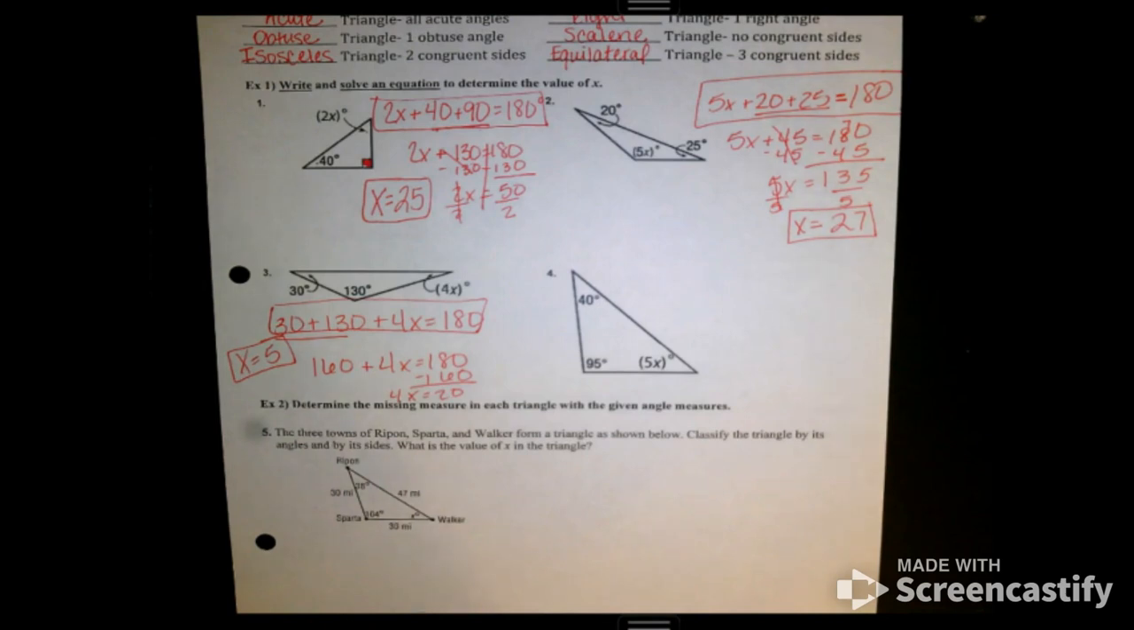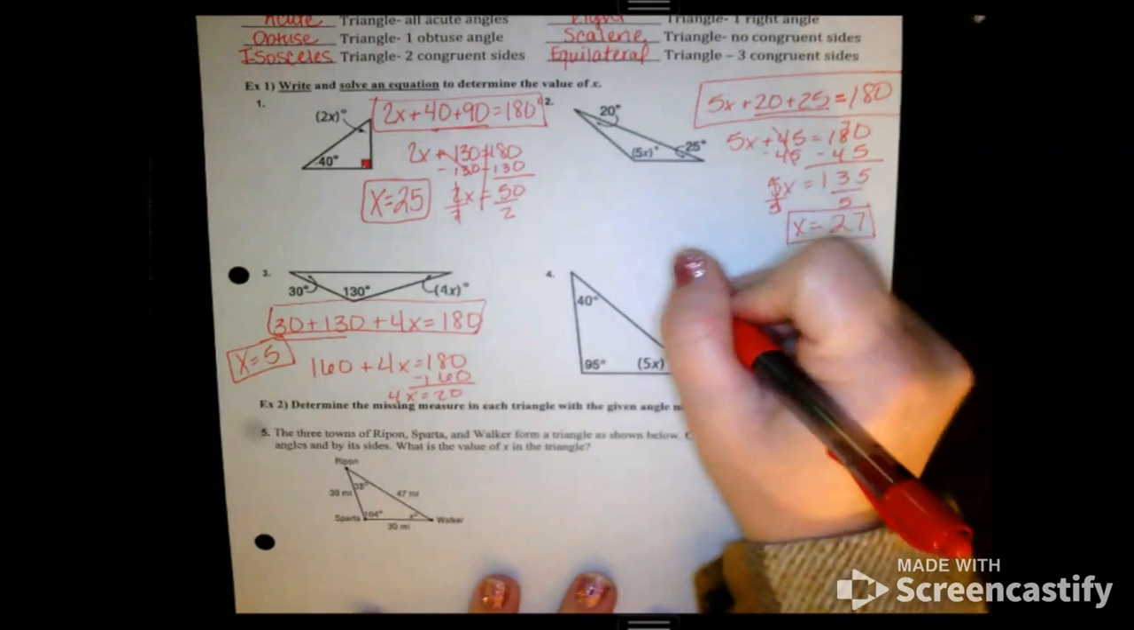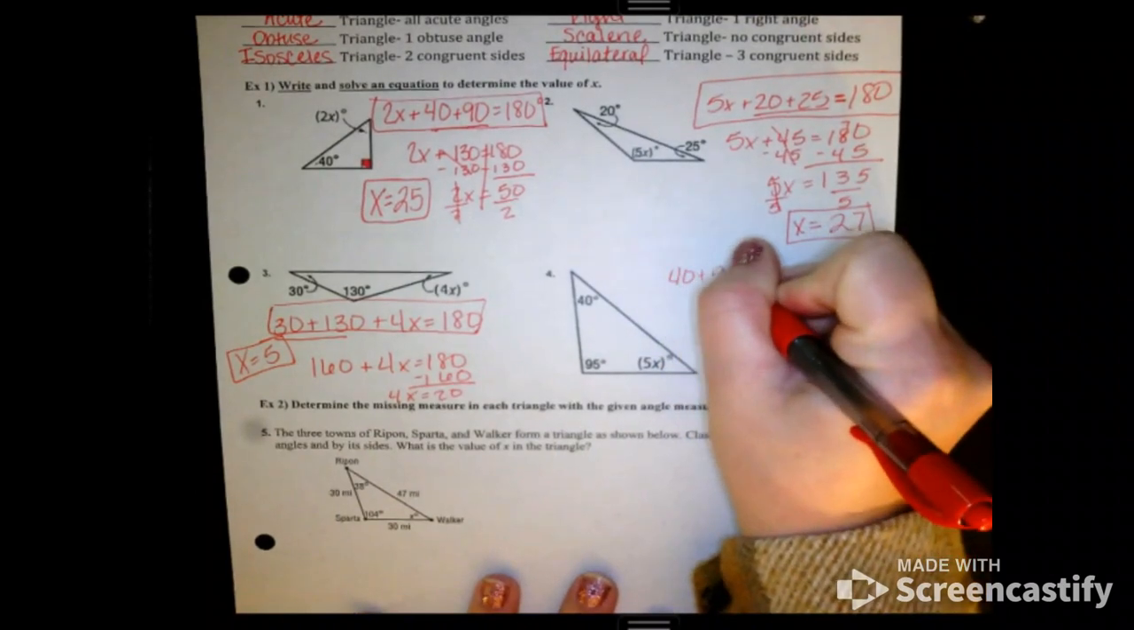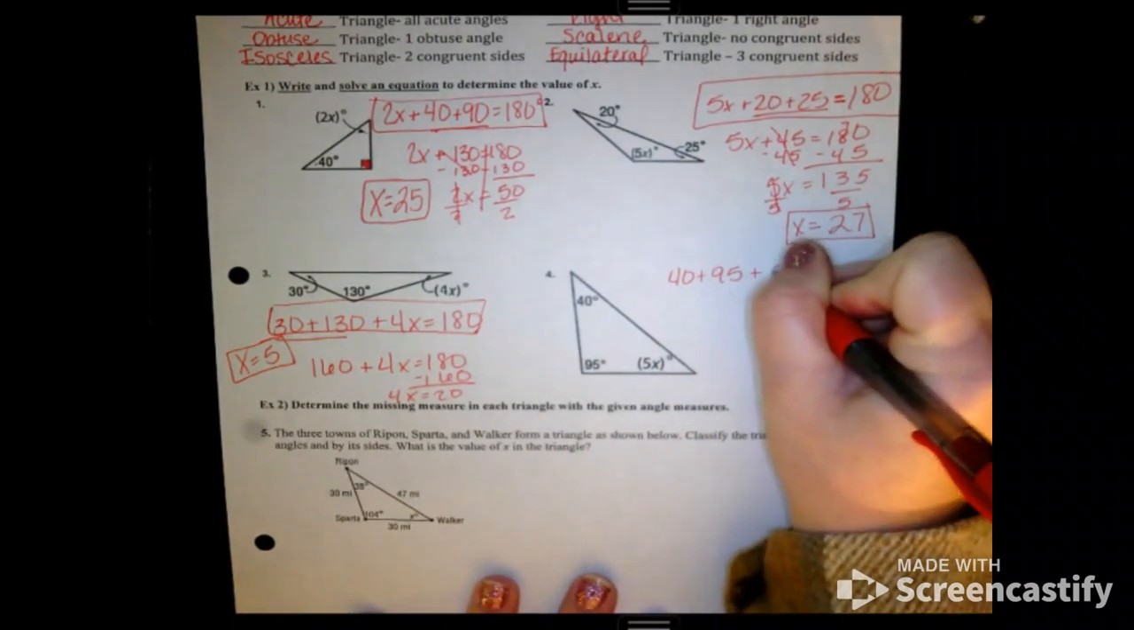Okay, give me a thumbs up if you're good. You got it. Okay. Número 4. 40 plus 95 plus 5x.